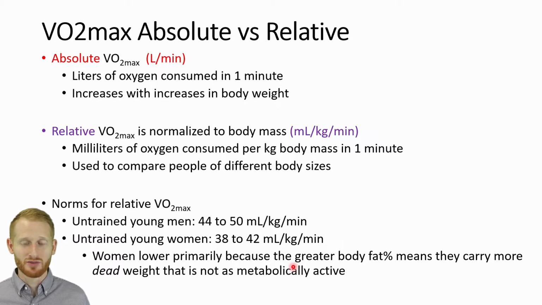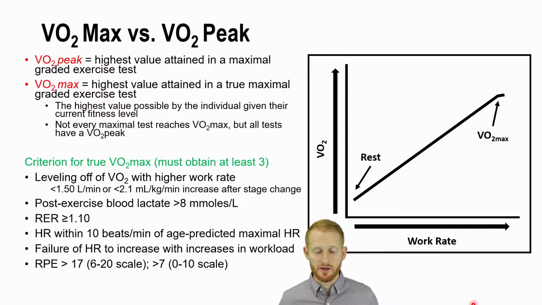Per unit of muscle, men and women aren't going to be quite as different as what we see here, because this is not looking at unit of muscle, it's looking at total mass of the person, including their fat mass. Another term that needs to be brought up here is what's called a VO2 peak. So we've been saying VO2 max, but not every test where somebody's pushed all the way to their greatest ability at the moment is a true VO2 max. Sometimes that was a VO2 peak. All right, so every test has a VO2 peak, not every test has a VO2 max.